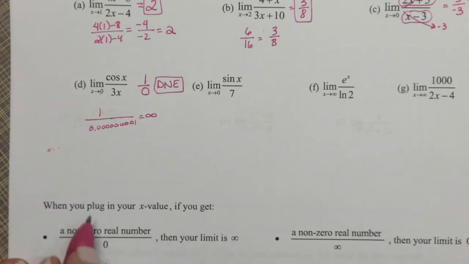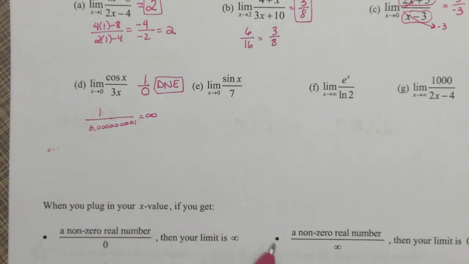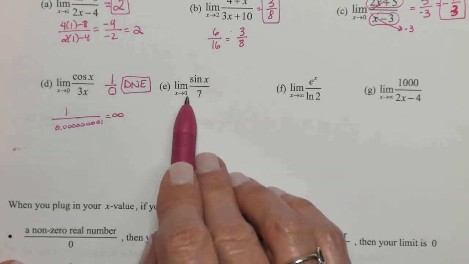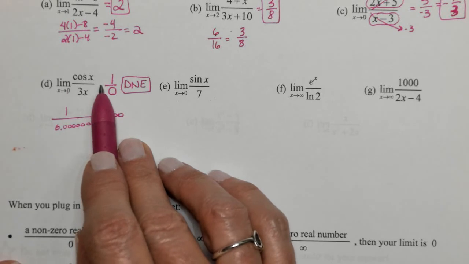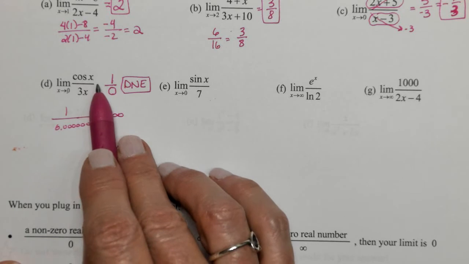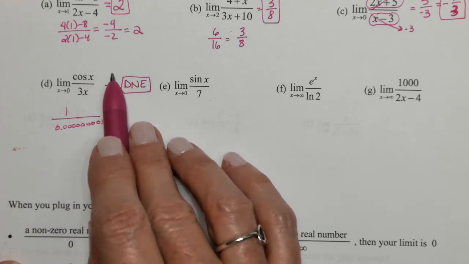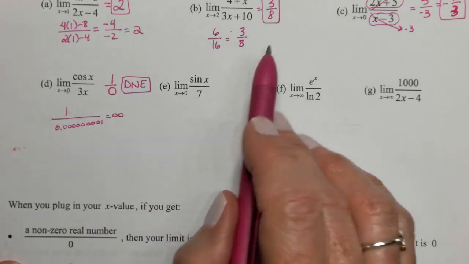So both of those, regardless of what it is, both of those are does not exist. This would be a does not exist. Okay? Notice that I did not put an equal to sign here, and you should not put an equal to sign here. Your limit cannot equal a non-existent number, okay? A non-existent thing. So don't put an equal to sign here.